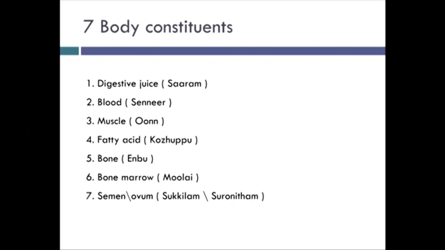The names are Saram, Tennir, Oon, Kolpu, Yenbu, Mulai, Sukkilam, or Suronidam. Saram is known as the digestive juice, Tennir as blood, Oon as muscle, Kolpu as fatty acid, Yenbu as bone, Mulai as bone marrow, Sukkilam as semen, and Suronidam as ovum. Next slide, please.